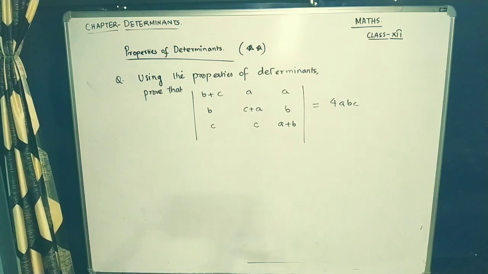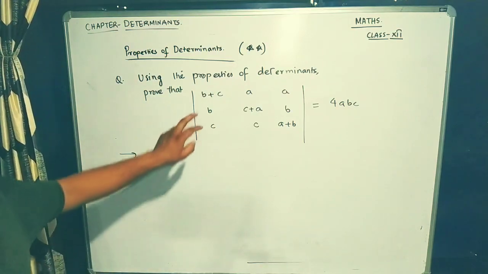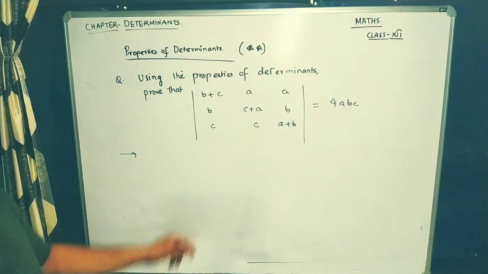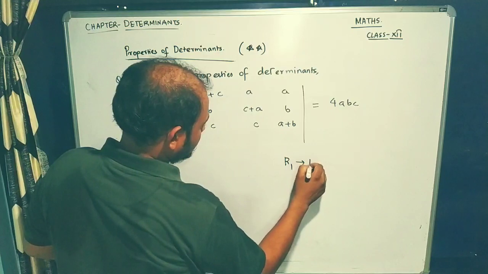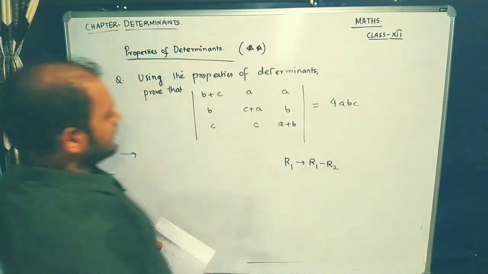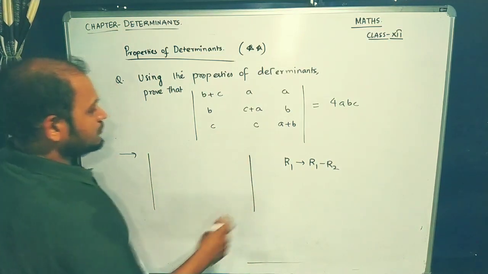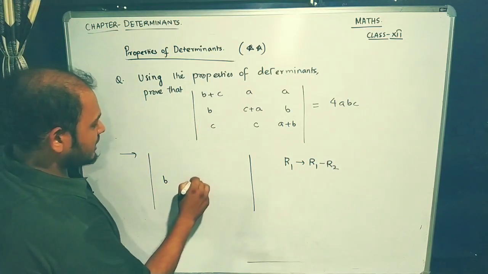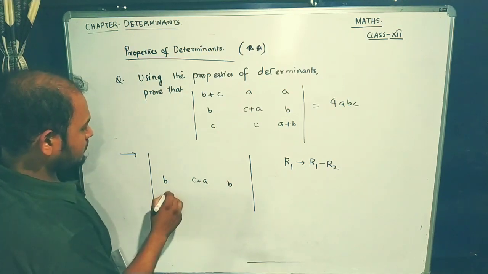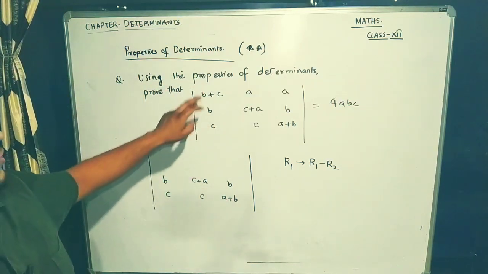Okay, so which property should I use? Always try to achieve zeros at this position. So if I use this operation, that I change the first row to first row minus second row, then what will happen? First row is getting changed. So second and third rows remain the same. So second and third rows, you write them as it is. Now first row is equal to first row minus second row.